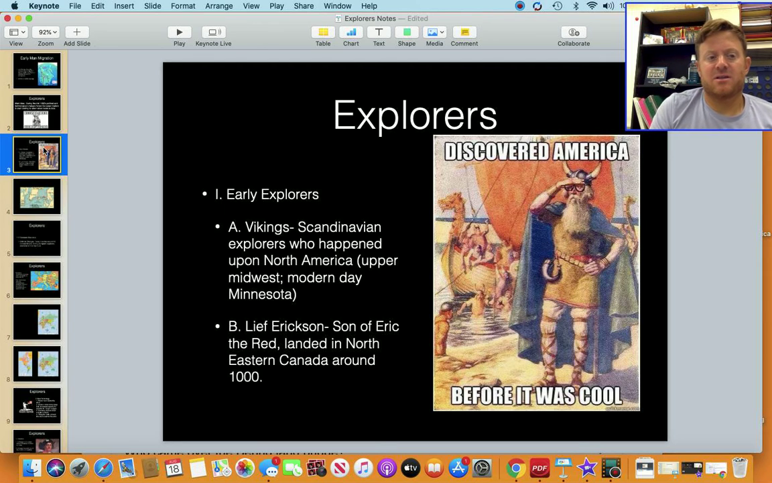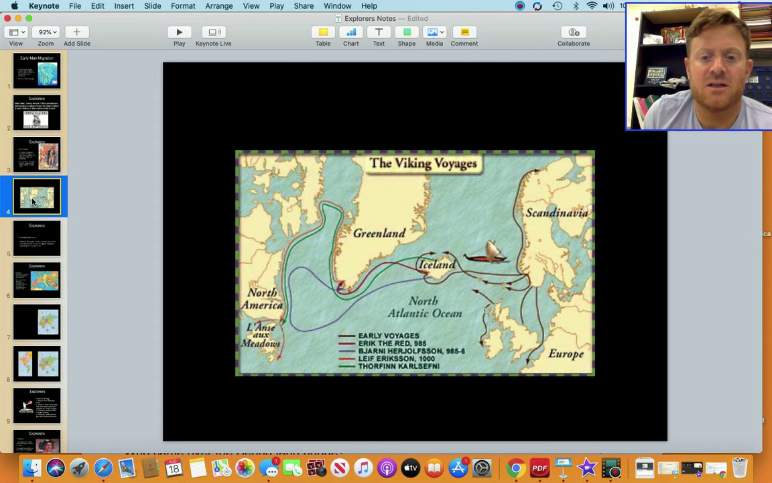Around 1000 AD, or whatever they call it now, after Christ, the Vikings find North America. They're here in Scandinavia. They take their boats. They land up here in the Labrador Peninsula in Canada. They walk around for a little bit and they go home. It's really not that big of a deal because it didn't change anything.